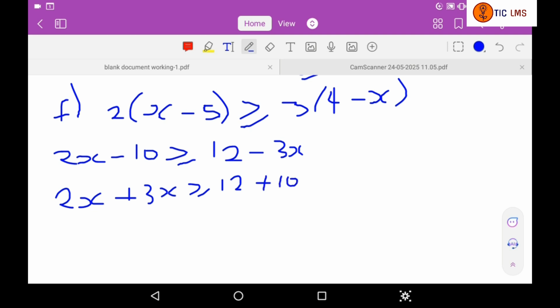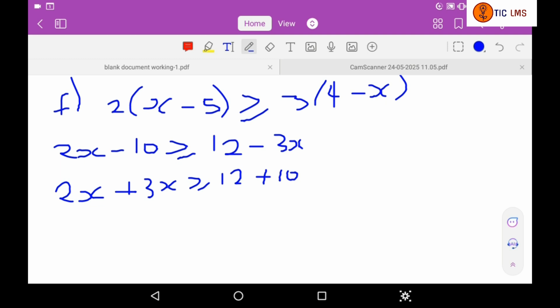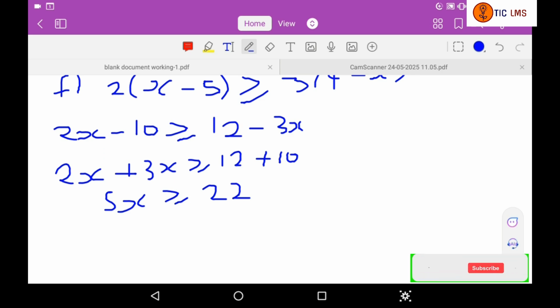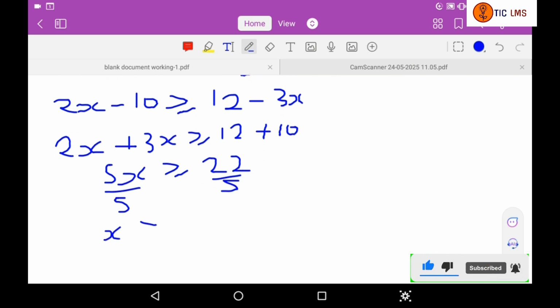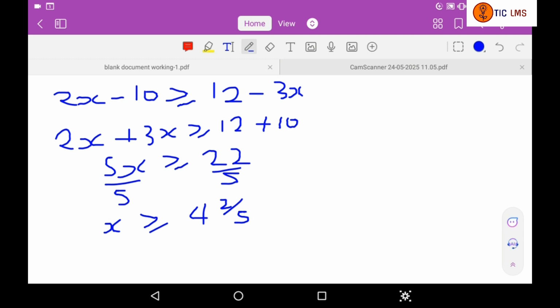Take note that the sign greater or equals to does not change here, even though we are moving the numbers. Now, 2x plus 3x gives us 5x, greater or equals to 12 plus 10, that gives 22. Next step is to divide both sides by 5, and then we have x greater or equals to 22 divided by 5, that leaves us with 4 whole number 2 over 5. So here we are.